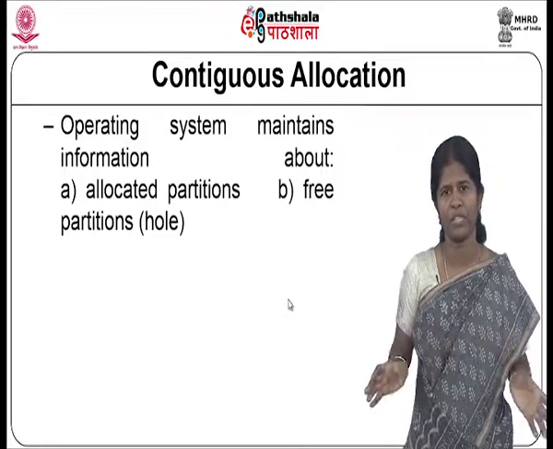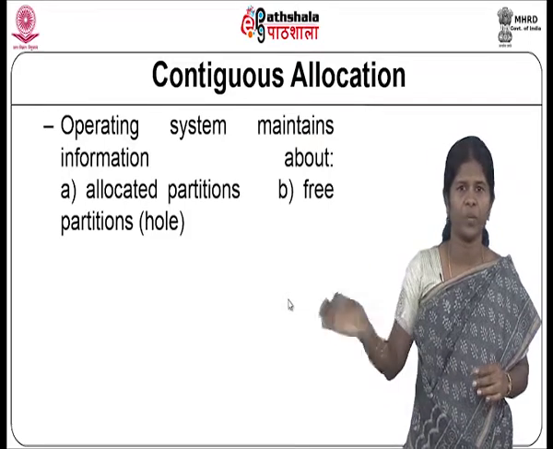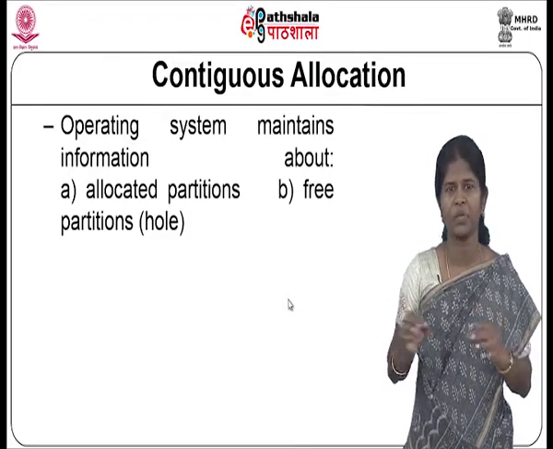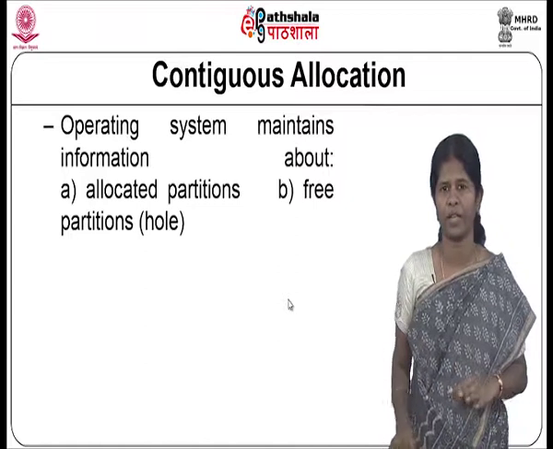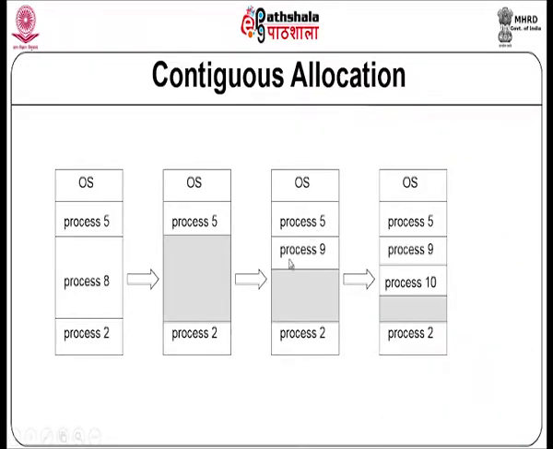So, you have the list of holes, and you know which holes are allocated and which holes are free. Whenever any process comes in, it is put into a hole which is free and large enough to accommodate that process. So, look at this example.